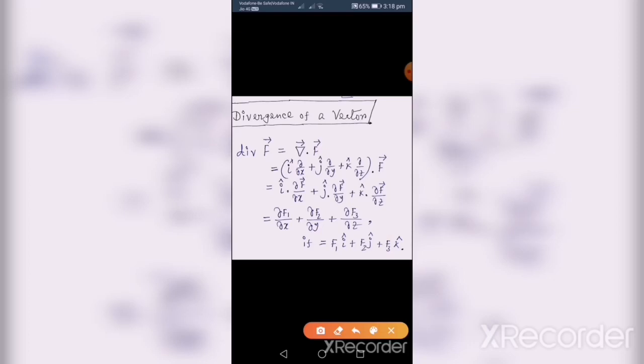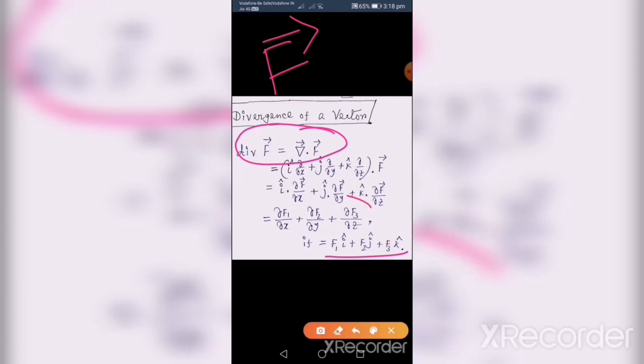So here we see f is a vector point function. And f1, f2, f3, the components of f, are all scalar point functions. Hence, the divergence of f, that is del dot f, is a scalar point function. This is absolutely scalar.